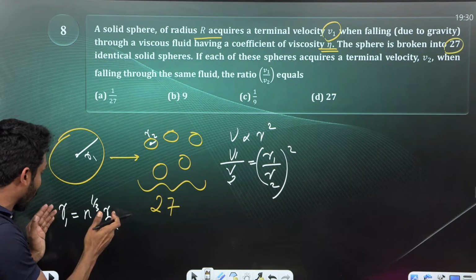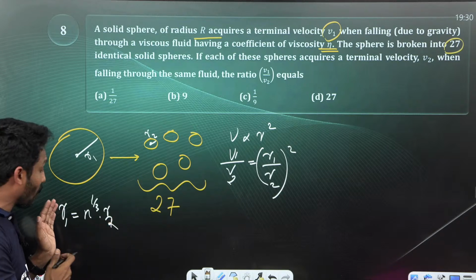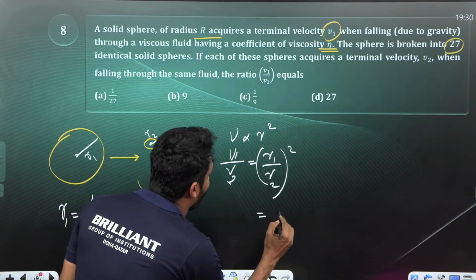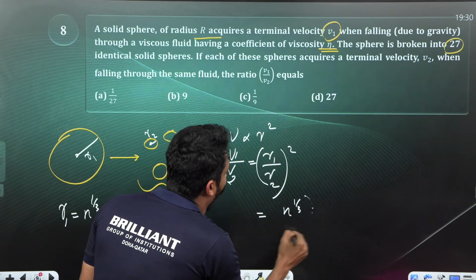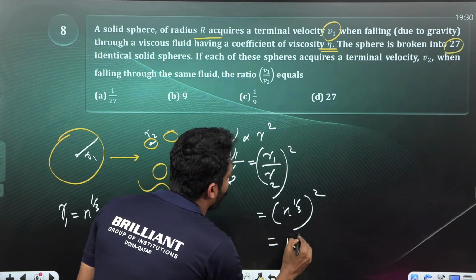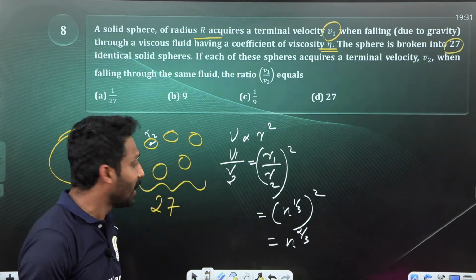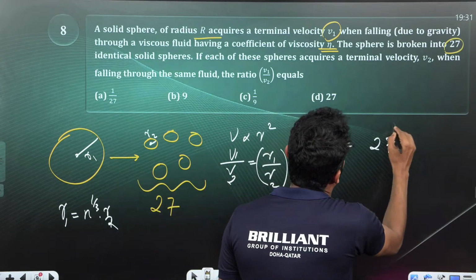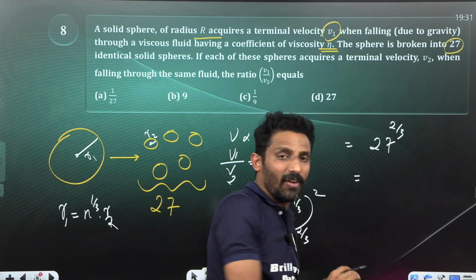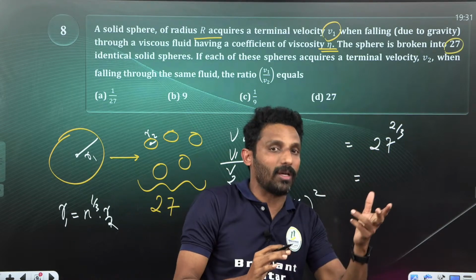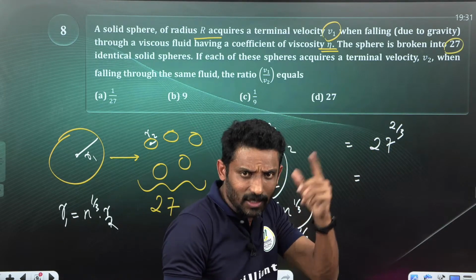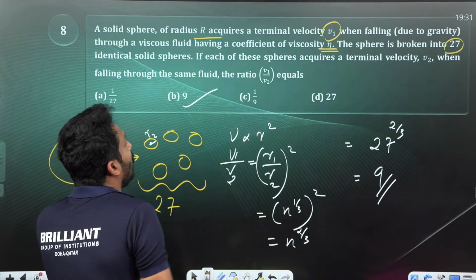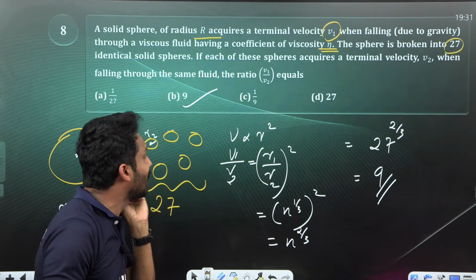We studied it. Then what is r1 by r2? r1 by r2 is n raised to 1 by 3. All raised to 2 is n raised to 2 by 3. And n here is 27. So 27 raised to 2 by 3. Cube root of 27, then the square. What is the cube root of 27? 3. 3 square is 9. So very simply done, the answer is 9 times. v1 by v2 is equal to 9 is the answer.